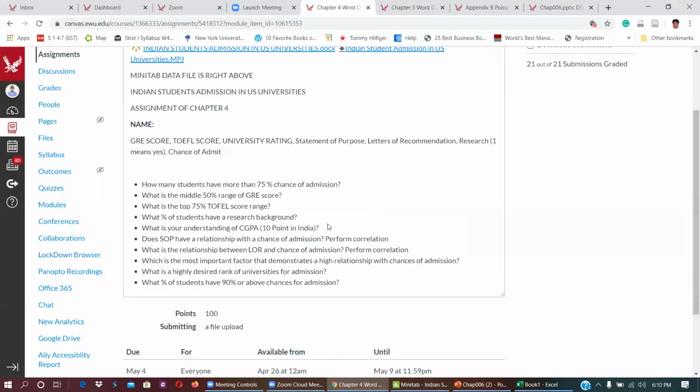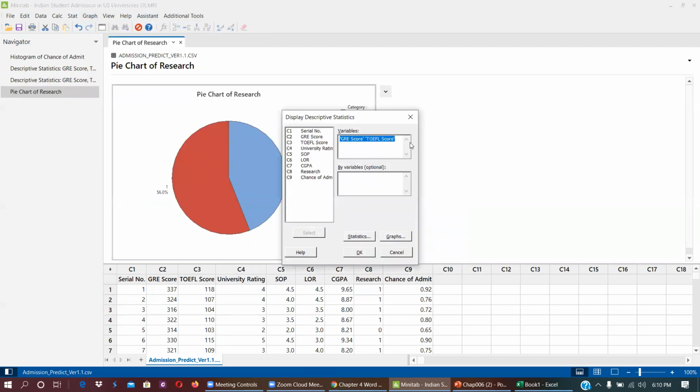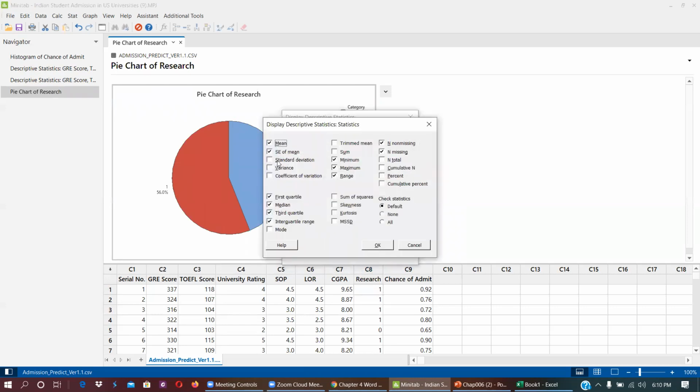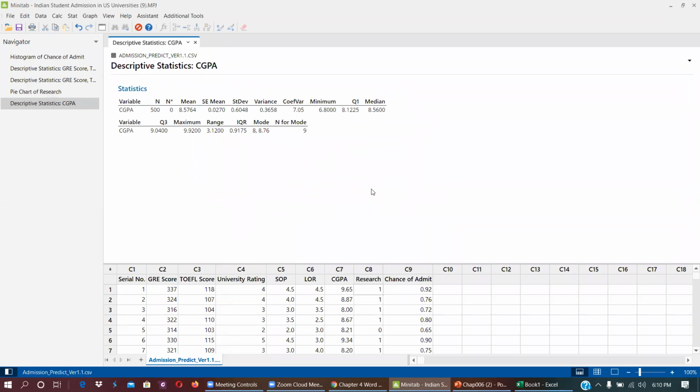What do you understand from 10 CGPA? Okay, so this is very simple question. I just need basic statistics, descriptive statistics, and I explained also this in the class. And I need to have all these numbers. Okay, so the answer would be in India, instead of 4 CGPA, in India 10-point CGPA is used. The mean of that is 8.57. The standard deviation is this. The range is from minimum to maximum. So basically, you need to describe this, which is very simple.